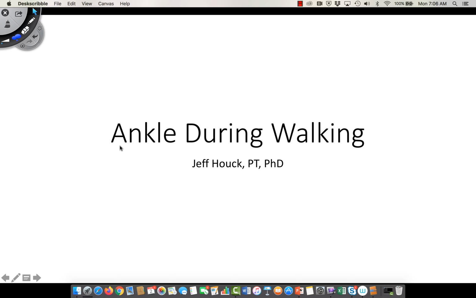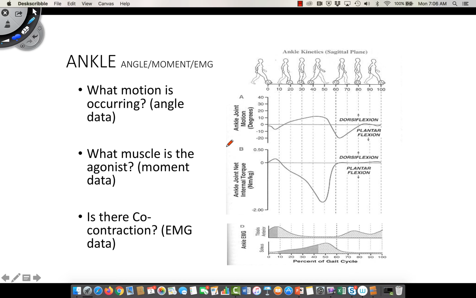So this is a short video on the function of the ankle during walking. The first thing we need to do to understand walking is to define a stride. One stride is typically how we study walking.